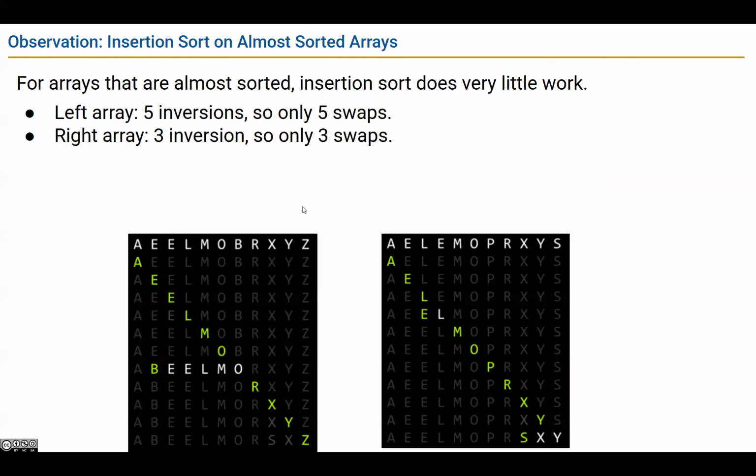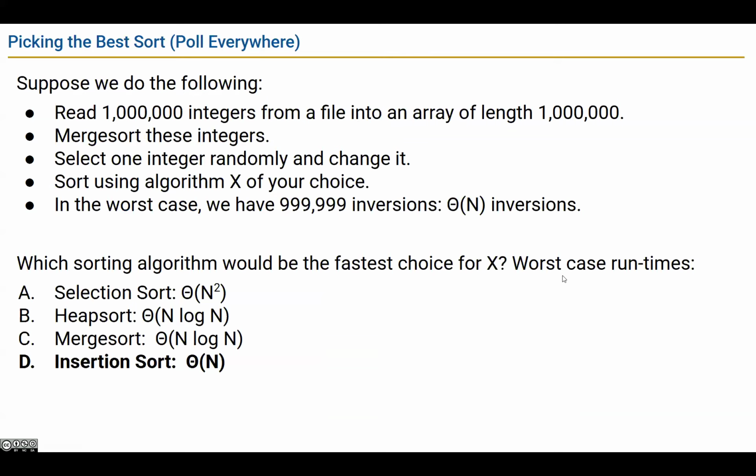That also means that if you have a list that has very few inversions, you're not going to have that many swaps. This left array here has 5 inversions total. This right array here has 3 inversions. So we'll only have 5 swaps and 3 swaps respectively. So if you have this list, how many inversions are we going to have in the worst case?